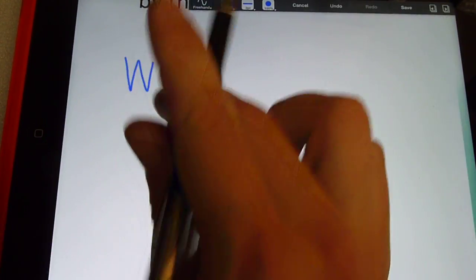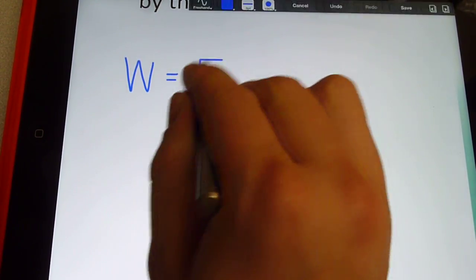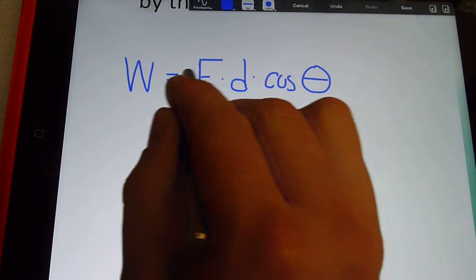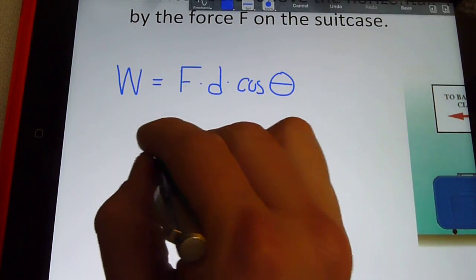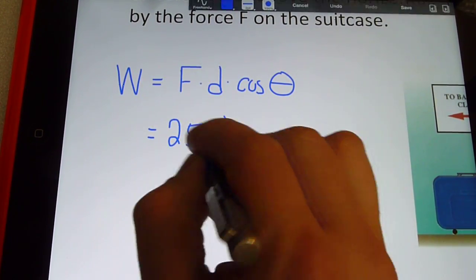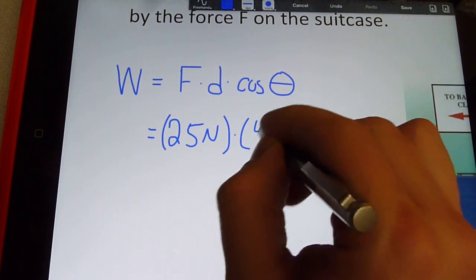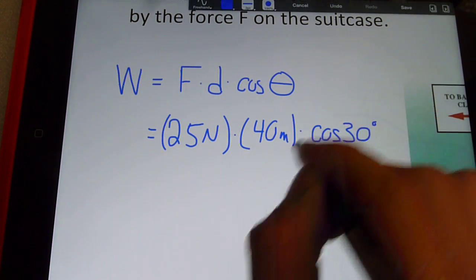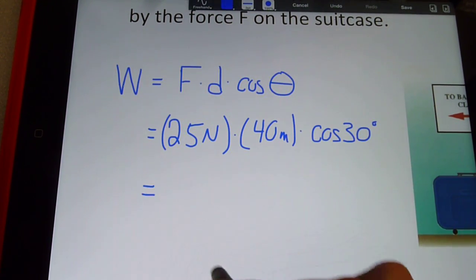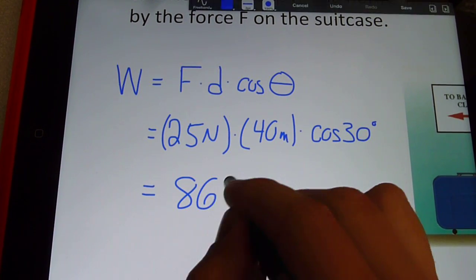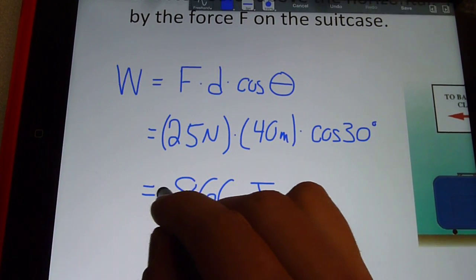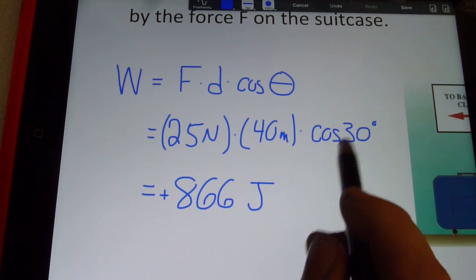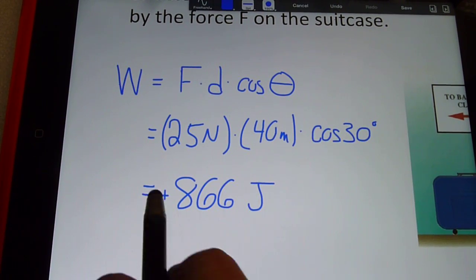So our work, I'm just going to zoom in to write a little neater. Our work is our force multiplied by our distance multiplied by the cosine of the angle between the force and the displacement. Our force was given as 25 newtons. I'm going to multiply that by our distance, 40 meters, and multiply that by the cosine of the angle between the two, 30 degrees. When I calculate that out, I get 866 joules. Note how that is a positive value. When I take 25, 40, and cosine of an angle less than 90 degrees, cosine of that angle smaller than 90 gives me a positive.